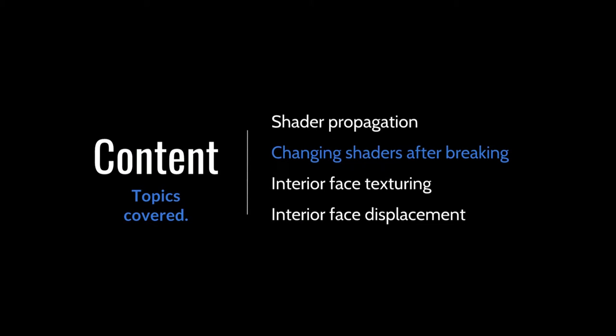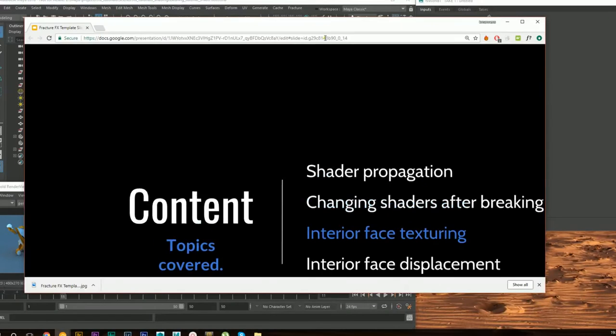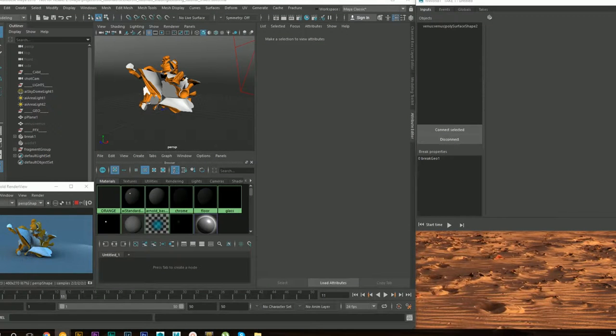Let's have a look now how you can change the shaders after you have set up your fracture. So this happens a lot, of course, but let's say that you set up your simulation first, and you didn't think about shading it, or a new shader came in, or you changed your mind, or whatever. So what we need to do is change this orange shader with, let's say, a chrome shader, which we have there.